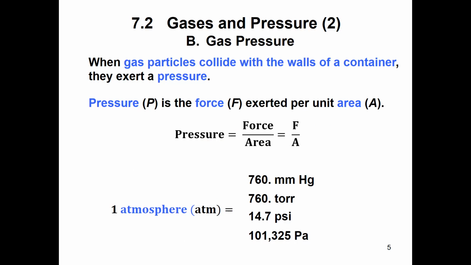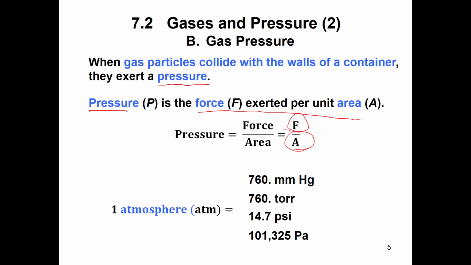When gas particles collide, they exert a certain amount of pressure. Just like if you hit a wall, there would be a certain amount of pressure, and if the wall doesn't give, then you are going to feel that, whereas if you punch a pillow, it could absorb that. So when gas particles collide with the walls of a container, they exert a certain pressure, and that pressure is then transferred to the material of the wall. Pressure is the force exerted per unit area, so force divided by area.